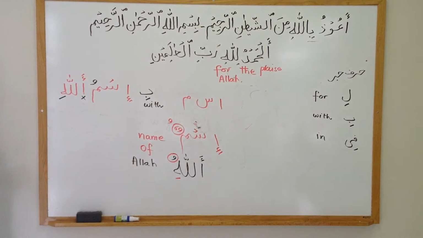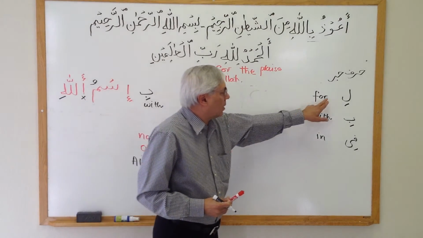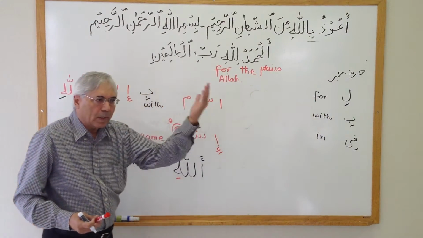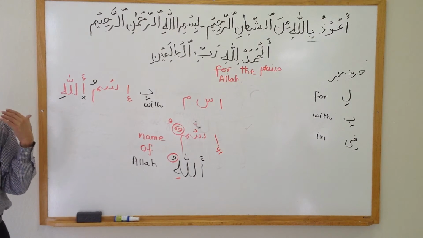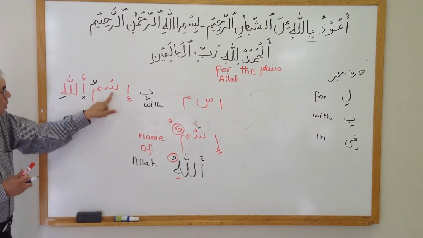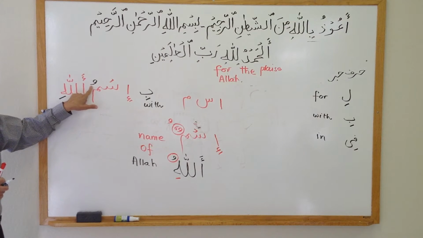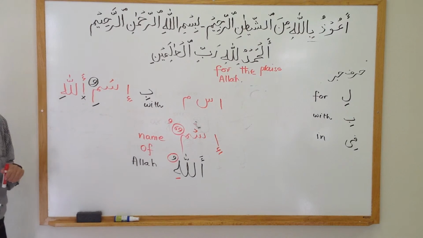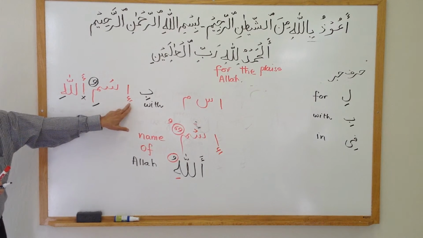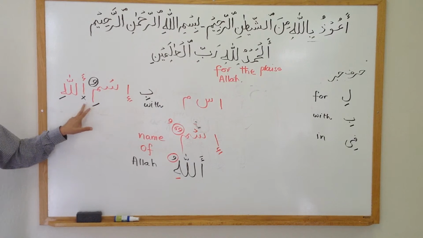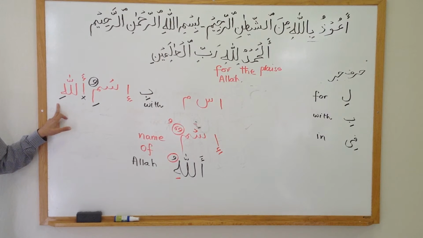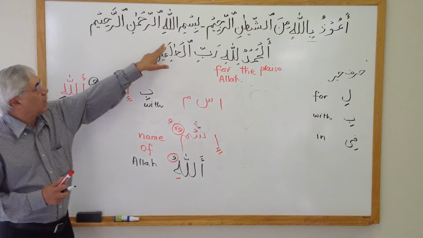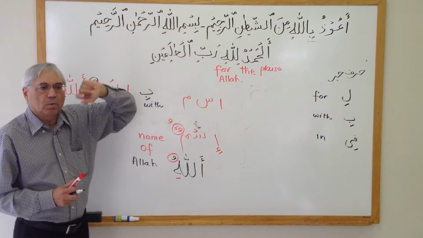Okay. And as I mentioned, B is harf jar. It will look at the next word on the last letter. And the next word is ismu. Last letter has dhamma. It says, I don't like this thing. I'm going to change this to a kasra. And then you don't read alif. So it's Bismillahi. That's the word in the Quran. With the name of Allah. Bismillahi. That's what it is here. With the name of Allah.